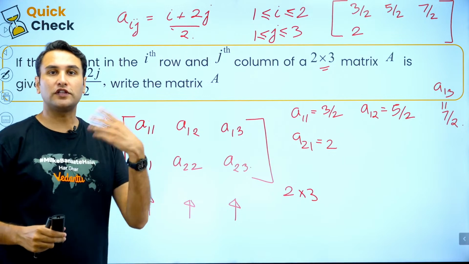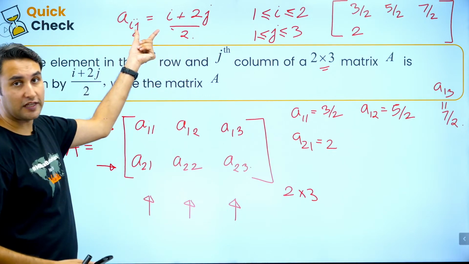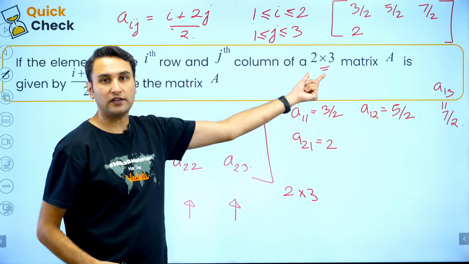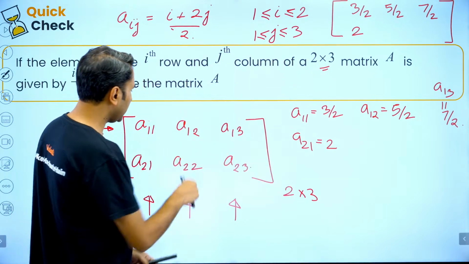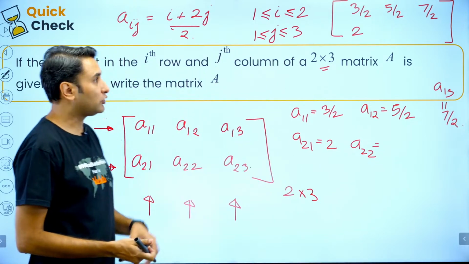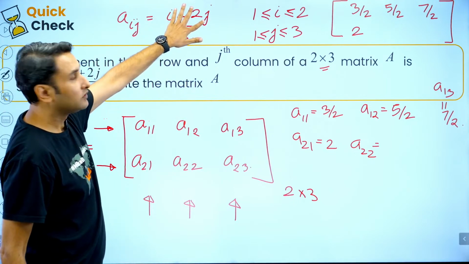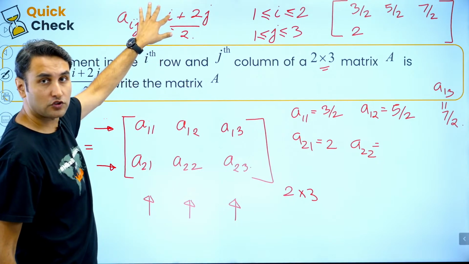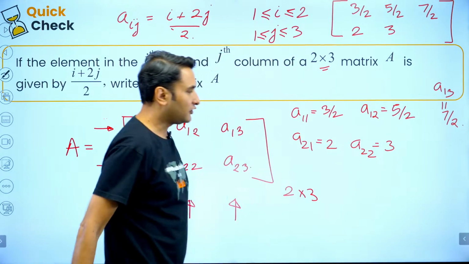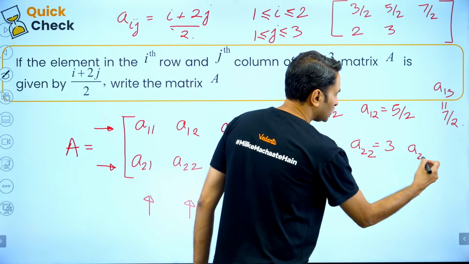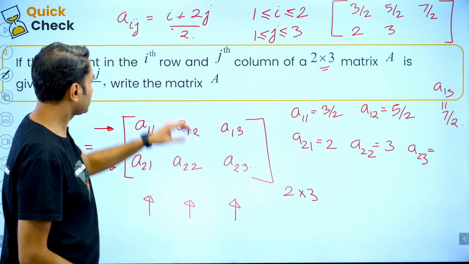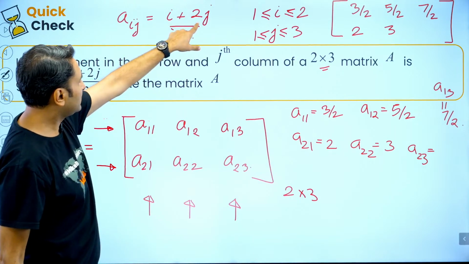So they have given the formula to find every element for any row, any column in the 2 by 3 matrix, right? Now let's find out A22. Let's put i and j both 2. So 2 plus 2 into 2, 4. 4 plus 2, 6. 6 by 2, 3. And the last one is A23, second row, third column. So i 2, j 3: this is 4.